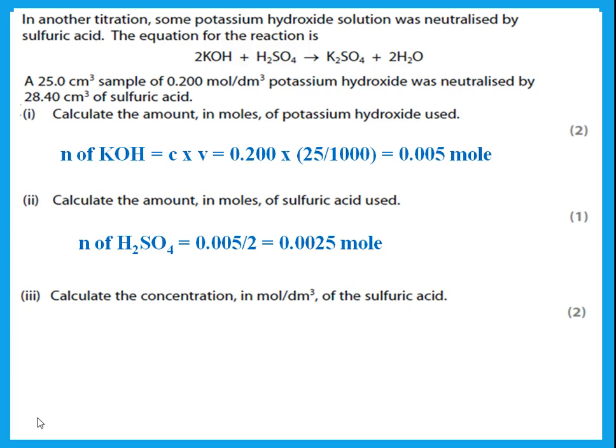Then I want the concentration of the sulfuric acid. Concentration is that number of moles divided by the volume, and that comes out to be 0.088 mole per decimeter cubed.